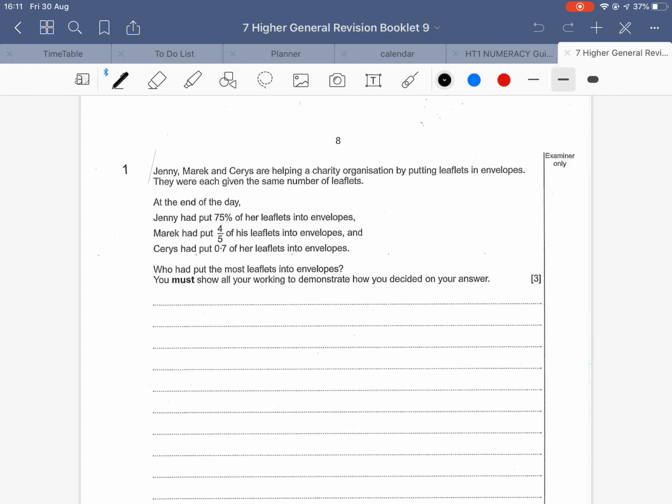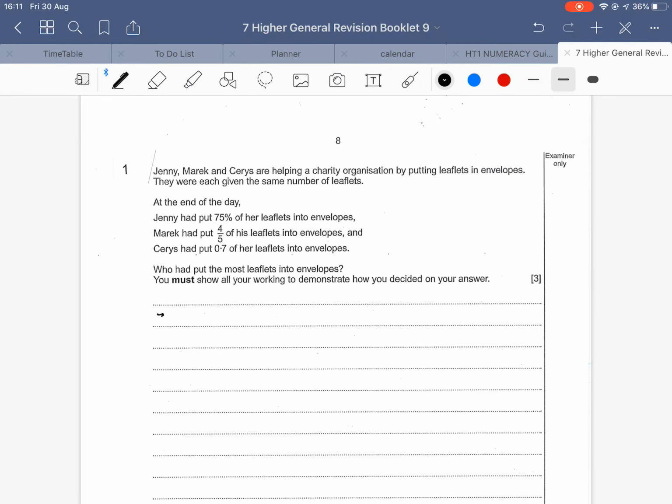You could do this a number of different ways. You could just convert them all to the same, so you could change them all to percentages. It's probably the best way. Or you could pick a number, so pretend they've all been given 100 leaflets and see what amount they've all been given. I'm just probably going to put them all into percentages.